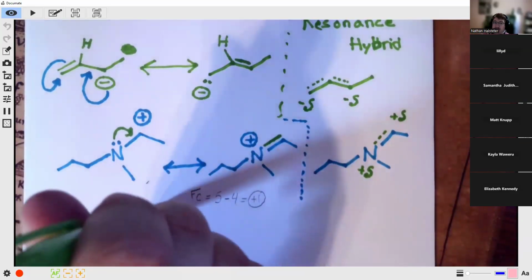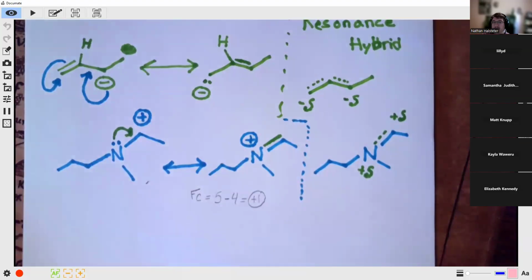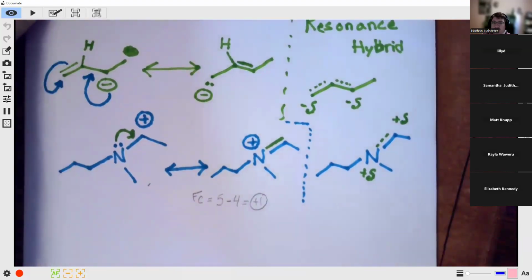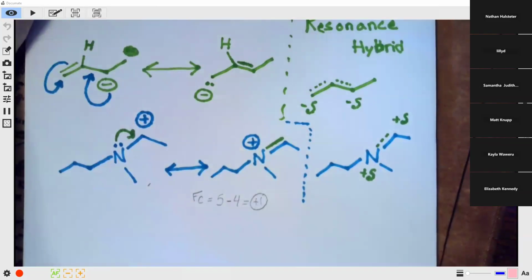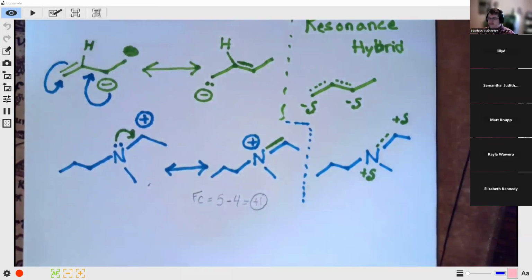However, this bottom one does have a clear winner. So take a second, think about which one would be the major resonance structure. I'm going to go grab those notes from yesterday. Got two people saying it's the right one.